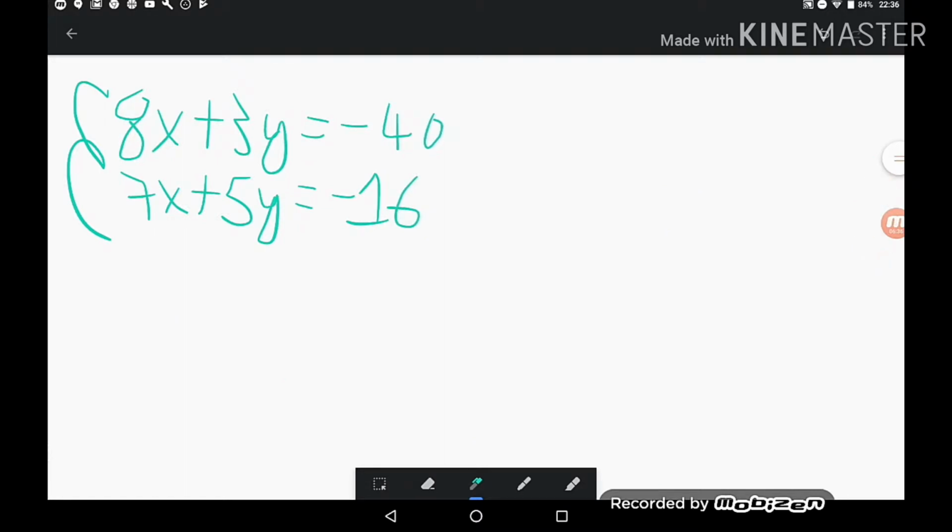Alright, so let's say you had a system of equations of 8x plus 3y equals negative 40 and 7x plus 5y equals negative 16. Now, unlike the first example on elimination, it was given to us. In this one, it's not given to us because now, using the elimination method, we have to figure out which variable we want to get rid of and which equation we want to keep and which equation we have to multiply by depending on the variable we've chosen.